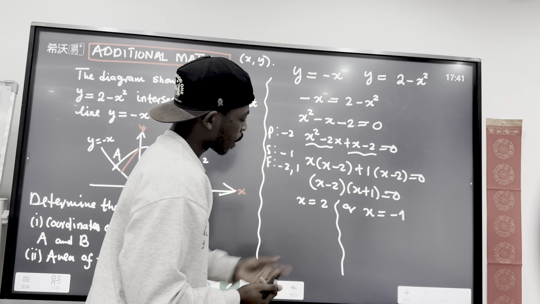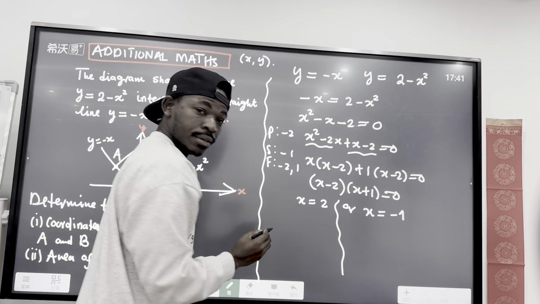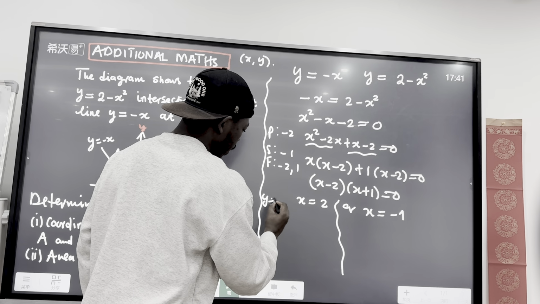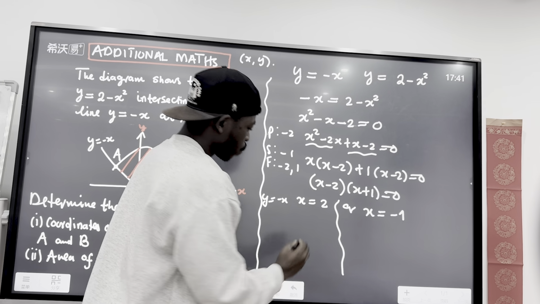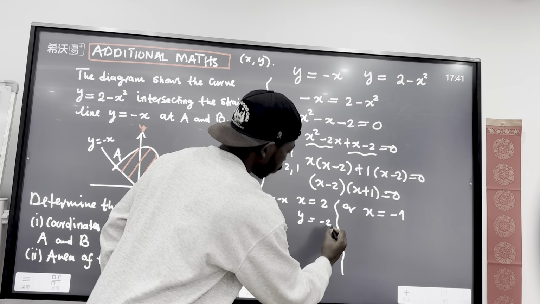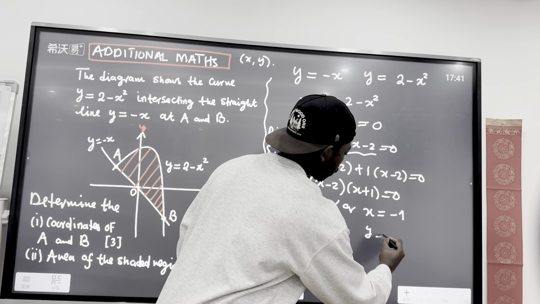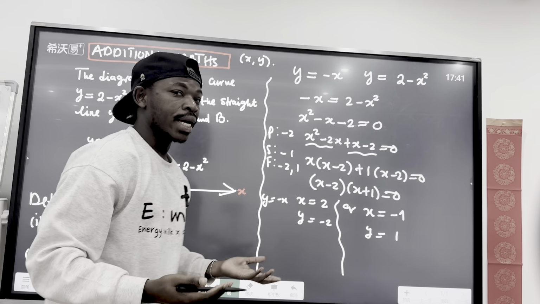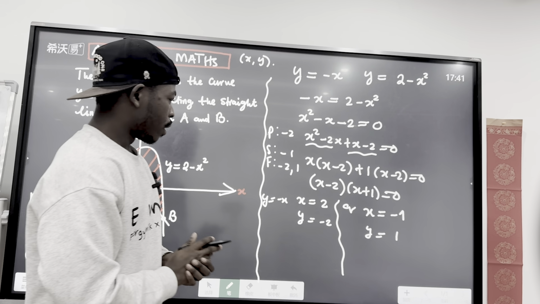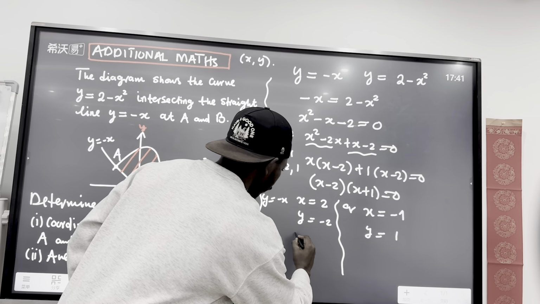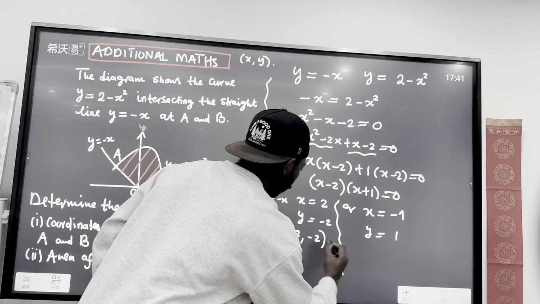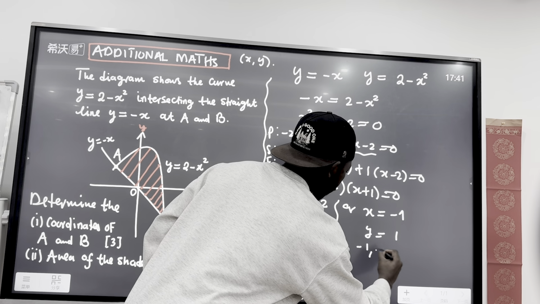So when x is 2, we know that y is negative x. Okay, so y is negative x. So if x is 2, it means y is negative 2 here. And if x is negative 1 there, it means y is positive 1, because y is negative x. They are opposite to each other. So it means we now have 2 comma negative 2. We also have negative 1 comma negative 1.